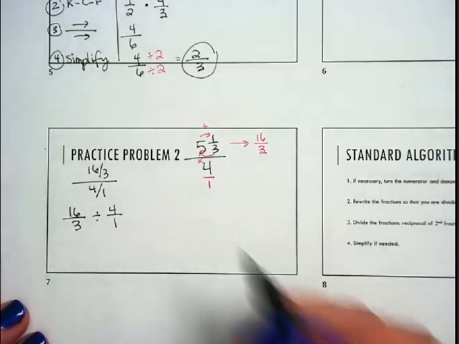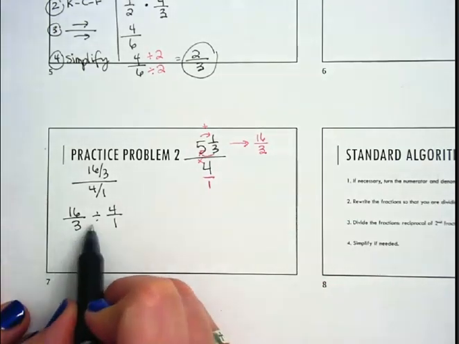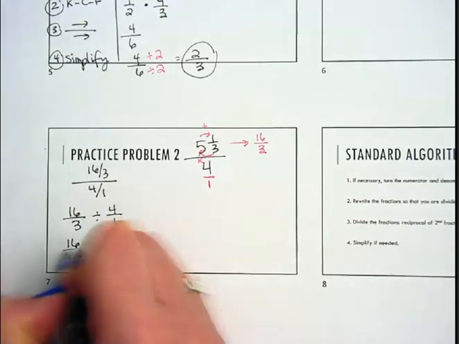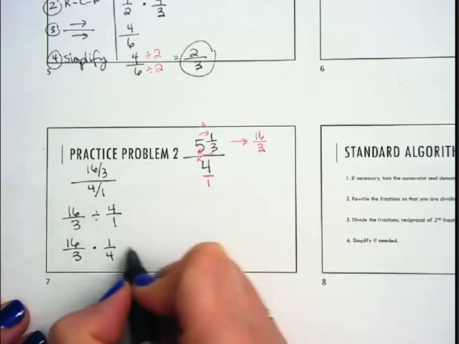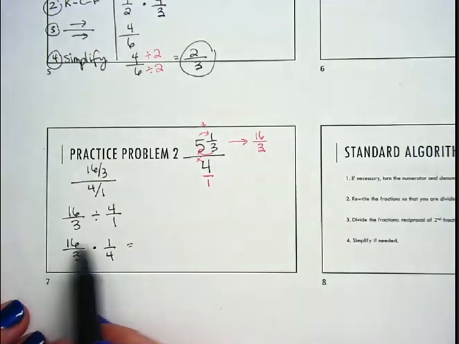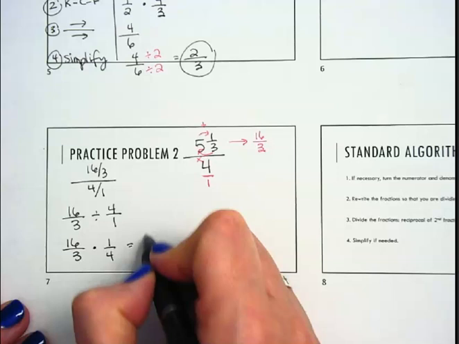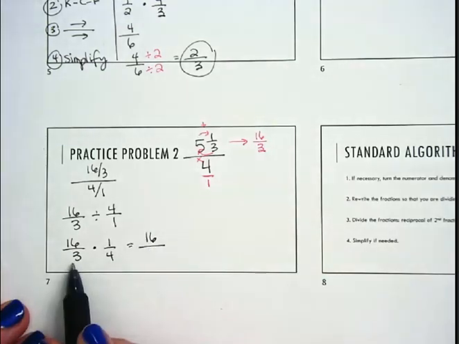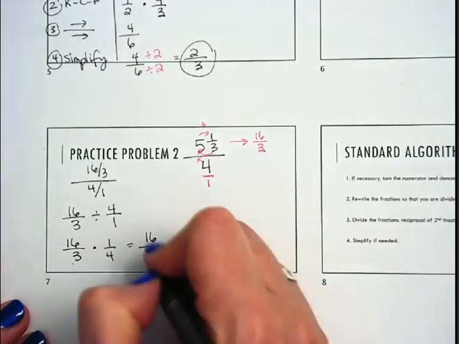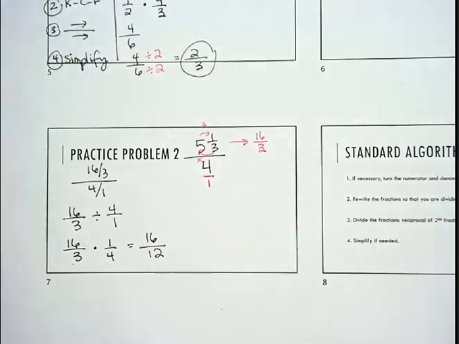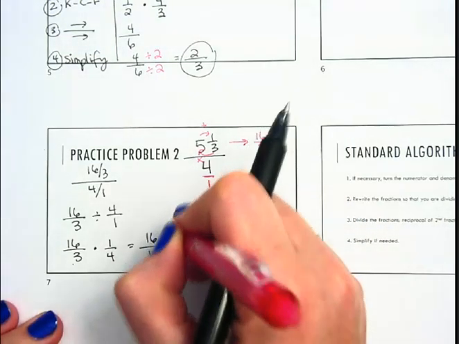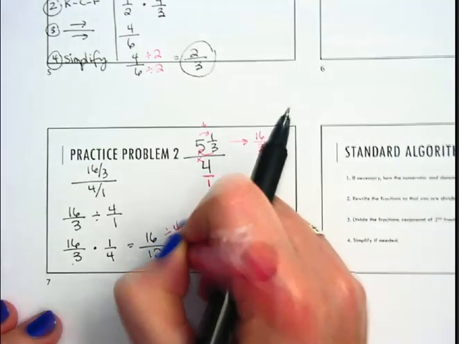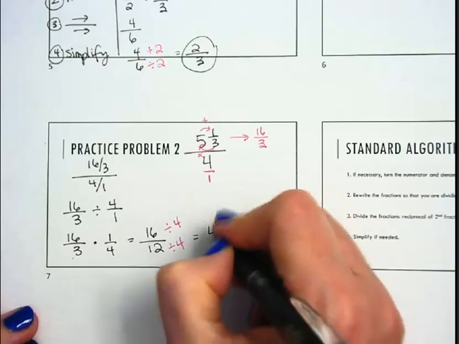Now I multiply by the reciprocal, so I keep, change, flip: keep the first one the same, change division to multiply, and flip the second fraction. I multiply across the top the numerators, 16 times 1, and across the bottom the denominators, 3 times 4. So I'm at 16/12. I'm going to divide out their greatest common factor, which is 4. And that gives me 4/3.